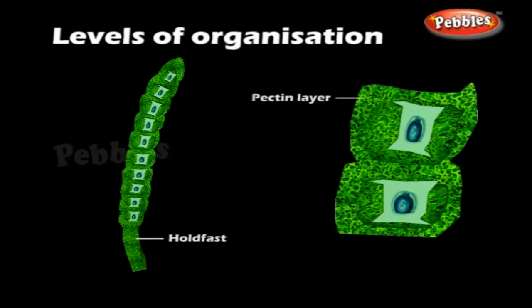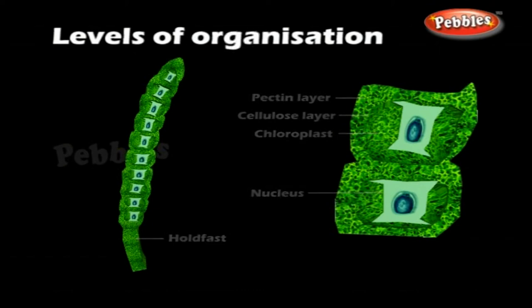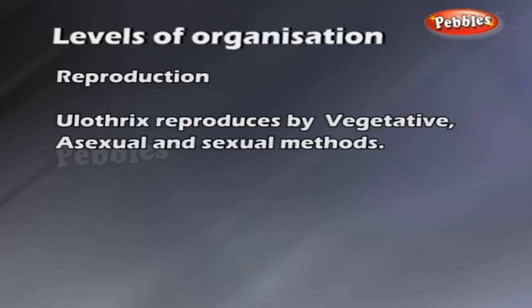The cells of the body consist of a large central vacuole and protoplasm. A girdle-shaped chloroplast is present in the cytoplasm of each cell. A large haploid nucleus is seen in the center. All the cells, except the holdfast, are capable of division. Reproduction. Ulothrix reproduces by vegetative, asexual, and sexual methods.